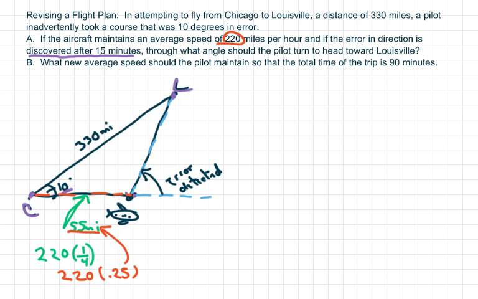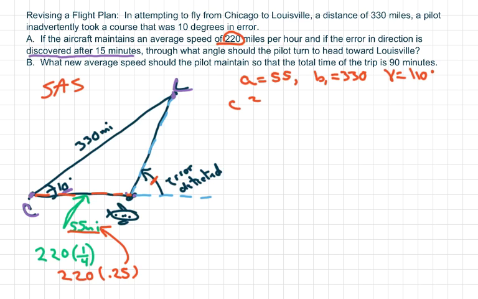So what angle should the pilot turn to head towards Louisville? Basically we have our information. We have an angle and sides, which is the law of cosines, and it's going to be like we did the other problems before this. We have A equals 55, B equals 330, and gamma equals 10. So I'm going to do C squared.